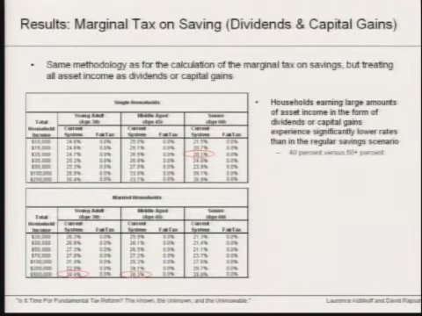This is exactly the same slide as the last one, except treating all savings as dividends and capital gains. The rates are a little bit lower here, obviously, especially for households that have a lot of asset income. So instead of having 50% marginal tax rates on savings, the wealthiest married households are now down to 40%.